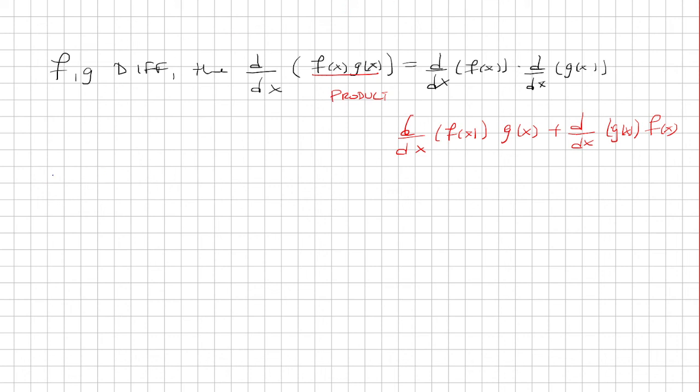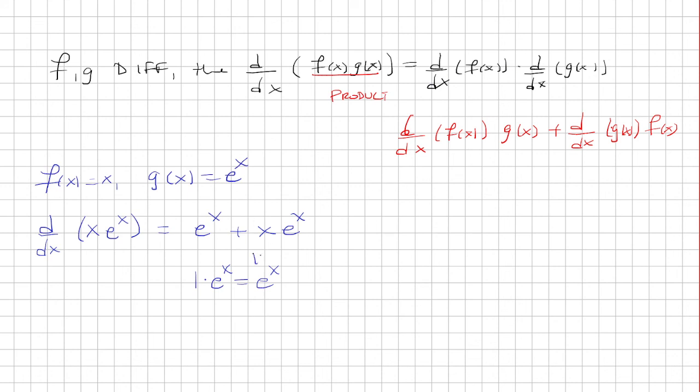For the counterexample, we're going to let f of x equal x, g of x equal e to the x. If I take the derivative of x times e to the x, that's just going to be e to the x plus x times e to the x. But using this method, it would say the derivative of f is 1 times the derivative of g, which is e to the x. So you would get e to the x using this method. Clearly, these two are not the same. You're missing an x times e to the x term. So therefore, the statement is false.